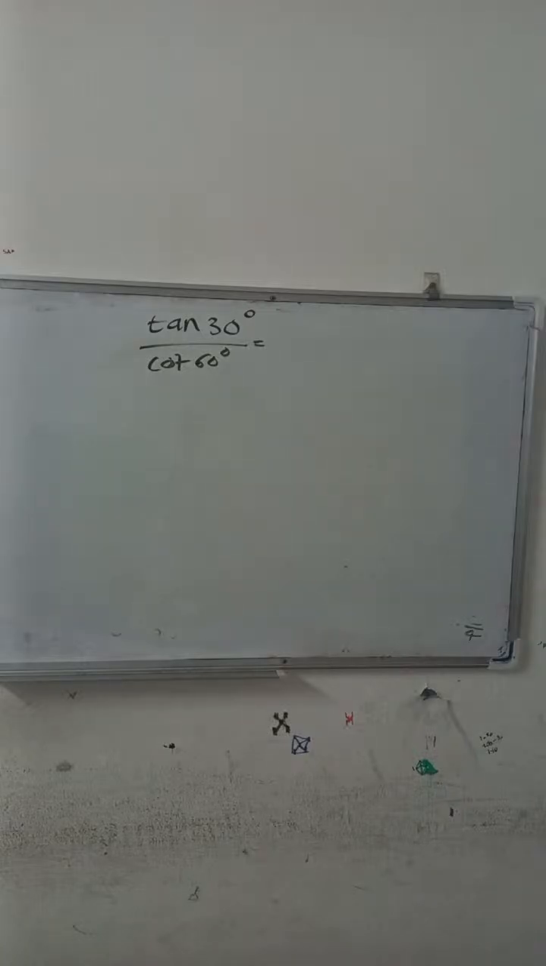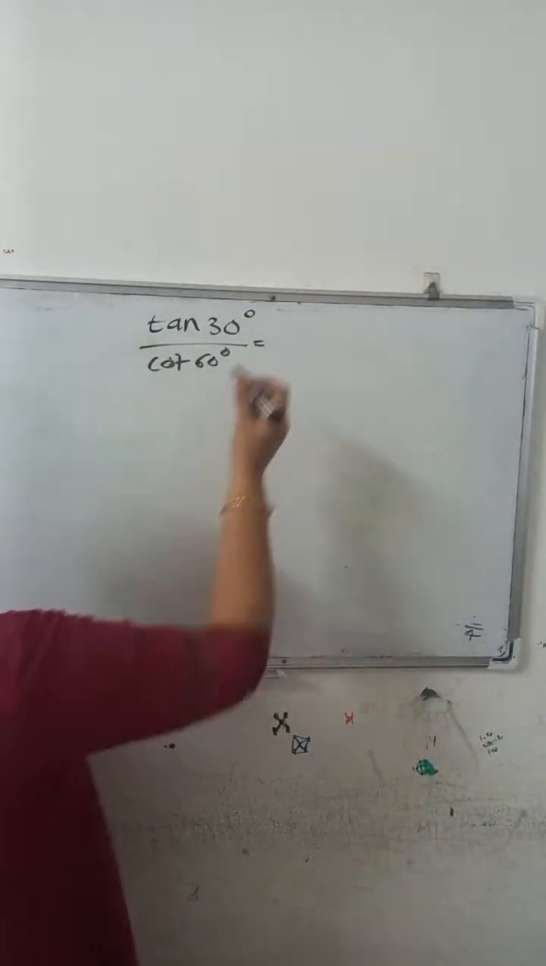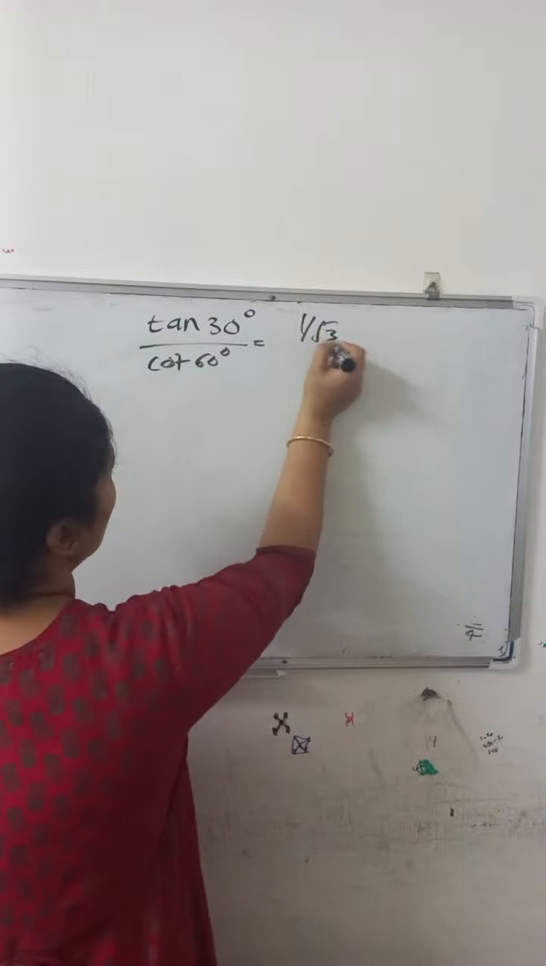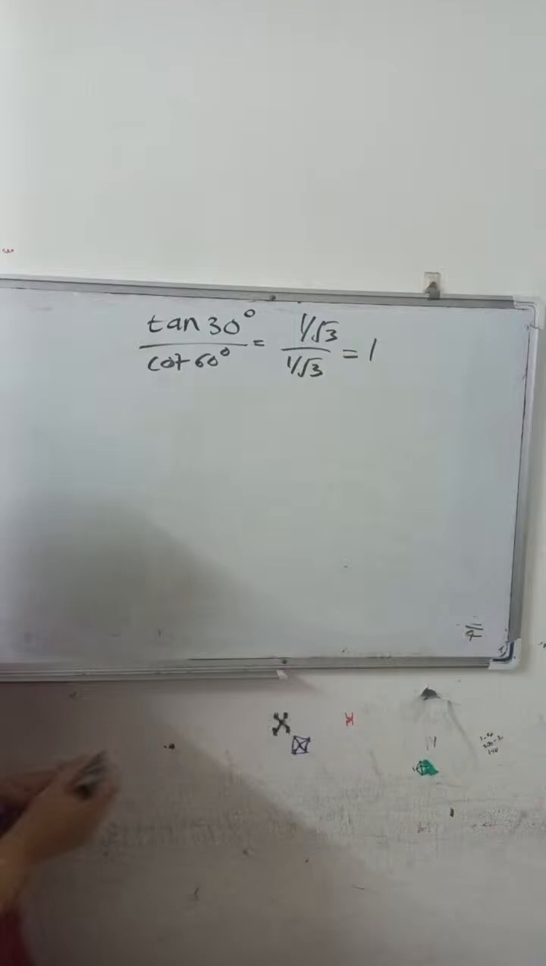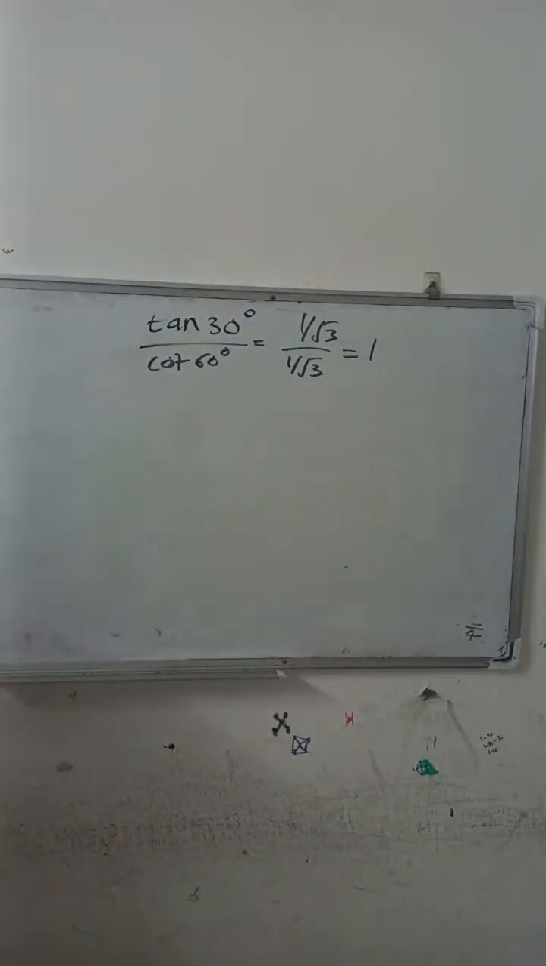Okay. So if there is no response, that means you all are sleeping. Tan 30 is 1 by root 3 and this is also 1 by root 3. So the answer is what here? 1. Okay, so the options given here are 1 by root 2, 1 by root 3 and 1. So option 1 is the correct option.